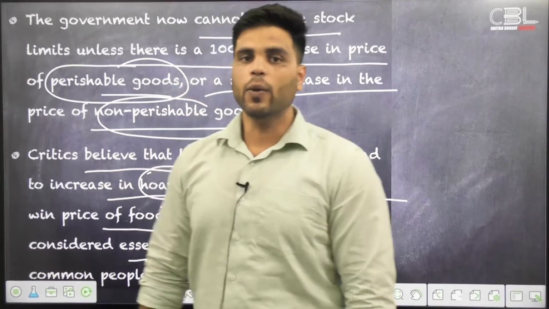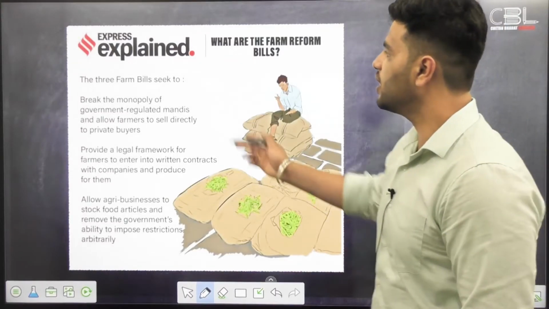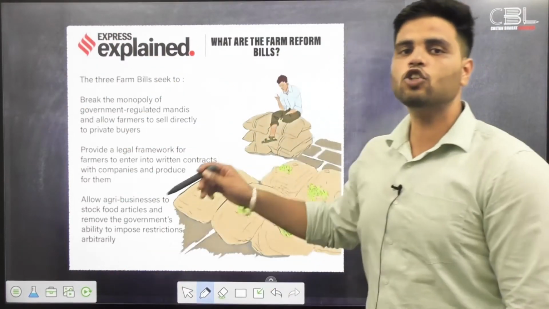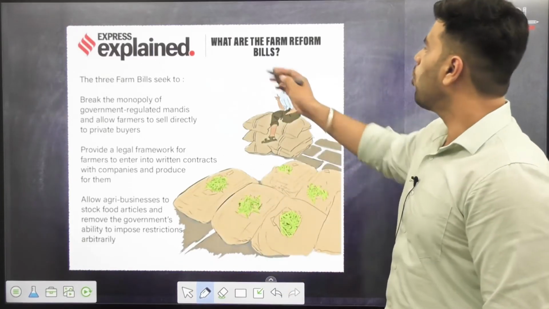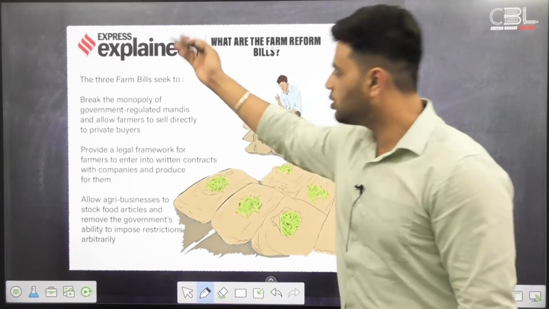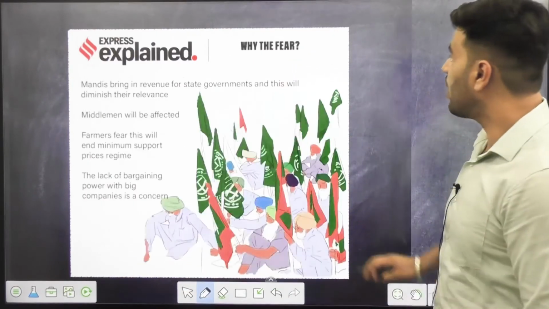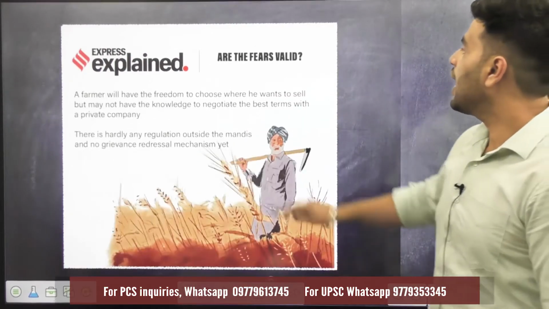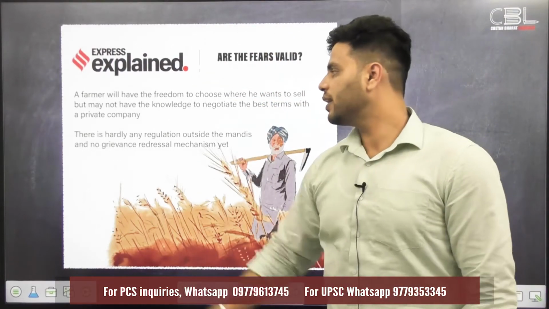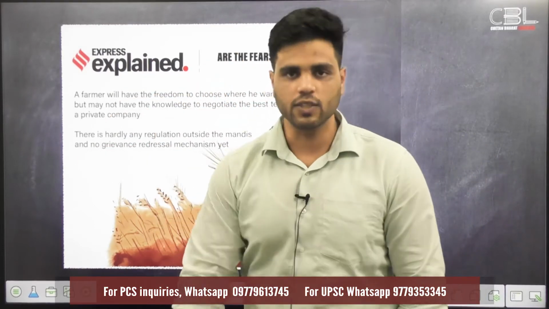All right. Now, in your notes, I have given you these screenshots as well from the Indian Express. These pictures actually tell you about the farm bills in brief. What are these farm bills about? Three arguments put forward by the government. Then, why are farmers protesting, or why do farmers fear these new bills? And are the fears of farmers valid? So all these things, you can find in these screenshots in your notes as well.